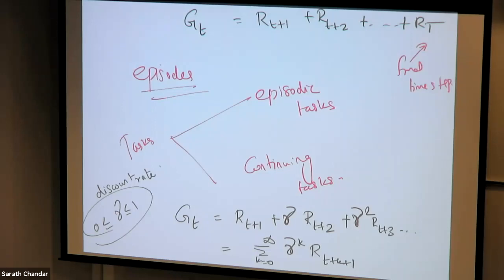Now if gamma is less than 1, then this infinite sum has a finite value, as long as some conditions are satisfied with RK. We are going to have some finite value for this return. Now there are two extreme cases here. The first extreme case is gamma equal to 0. Can someone tell me what happens if gamma is equal to 0?